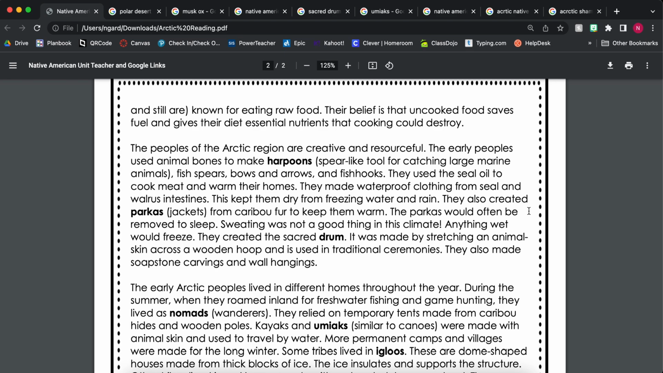They also created a sacred drum. This was made by stretching animal skins across a hoop, and it was used in ceremonies. They made soapstone carvings, just like all of the Native Americans that we had talked about. Art was an important part of their customs and their beliefs and their heritage. So let's stop there and see what we can add.